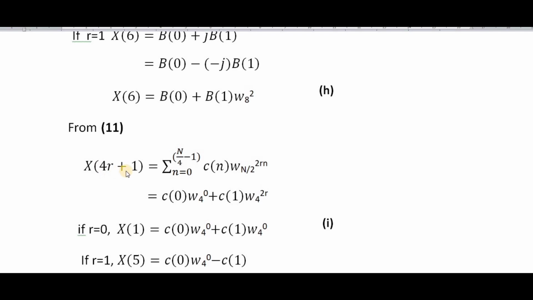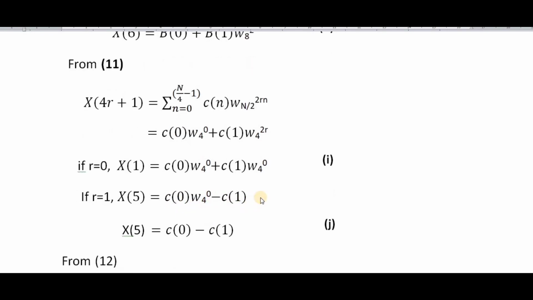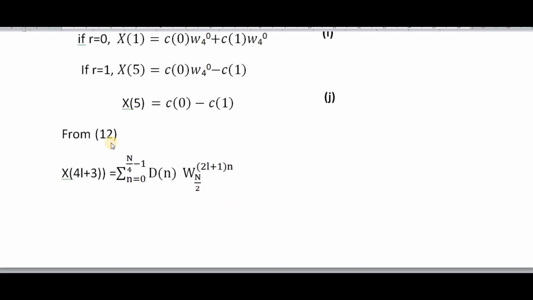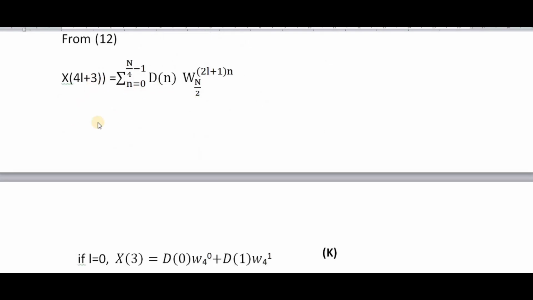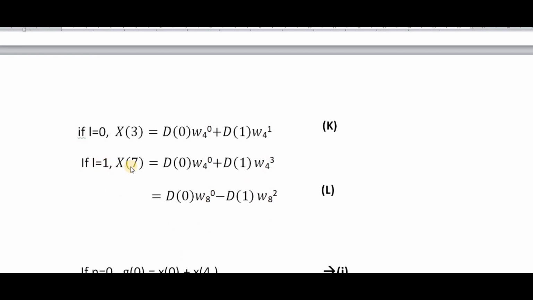So next, from equation 11, x of 4r plus 1 is equal to summation n is equal to 0 to 1 of C of n Wn by 2 of 2rn. So if you substitute n is equal to 0, you will get C of n into Wn of 0. Here the n value is 8, so it becomes 4 plus C of 1 into W4 of 2n, 2r. Okay. So if you substitute r is equal to 0, x of 1 is equal to C of 0 into W4 of 0 plus C of 1 into W4 of 0. And W4 of 0 is 1. So you will get this equation. For r is equal to 1, x of 5 is equal to C of 0 minus C of 1. From equation 12, this is equation 12, you substitute L is equal to 0. You will get x of 3 is equal to D of 0 into W4 of 0 plus D of 1 into W4 of 1. And L is equal to 1, x of 7 is equal to D of 0 into W8 of 0 minus D of 1 into W8 of 2.